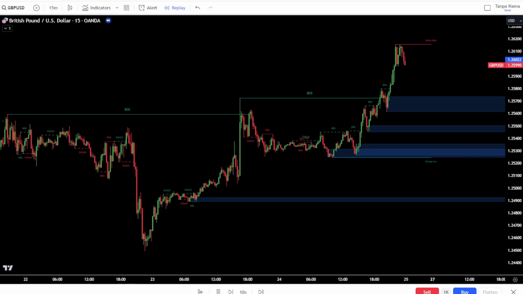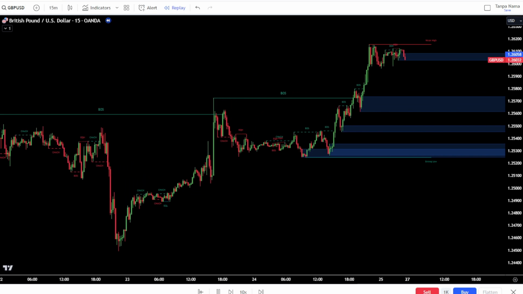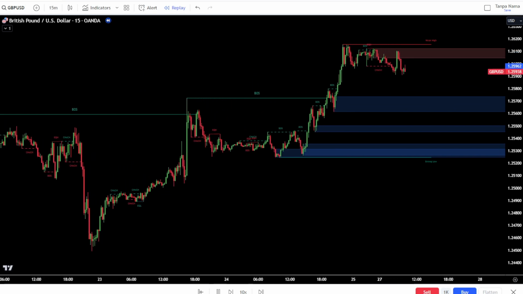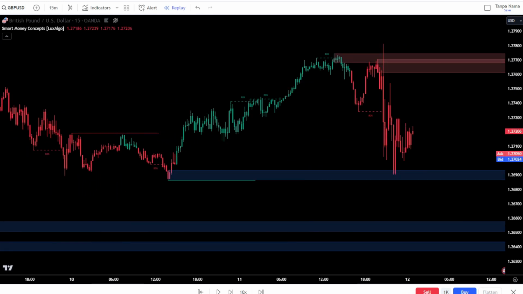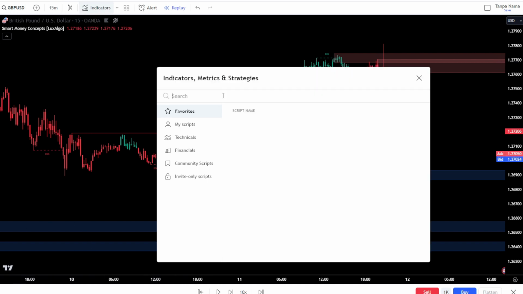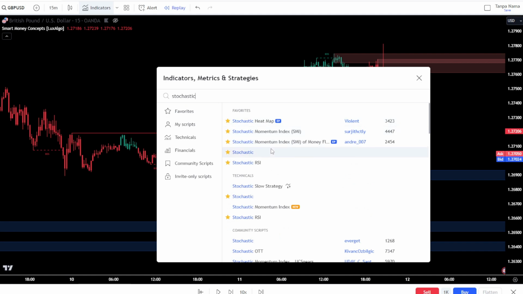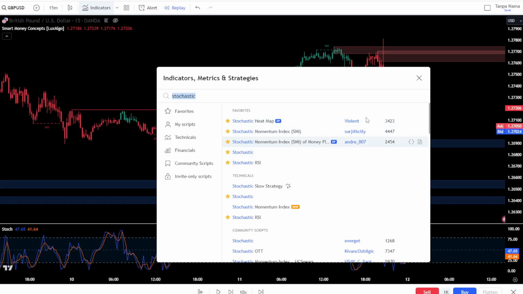As usual, this scalping trading strategy will involve using two indicators, the Smart Money Concept indicator and the Stochastic oscillator. Let's add the Stochastic oscillator indicator to our trading chart. Go back to the indicator search tab, and then type Stochastic. Then, select the default Stochastic oscillator from TradingView.